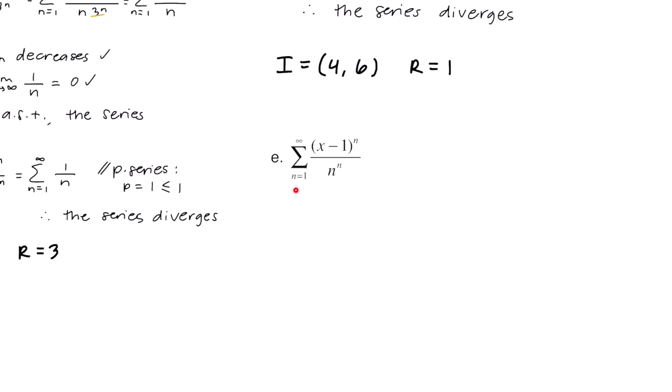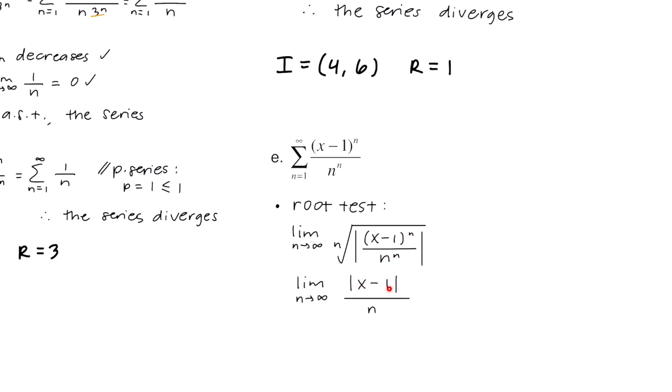And for part E, we have the series x minus 1 to the n all over n to the n. So we're going to use the root test. Okay, so we have the nth root of the absolute value of our expression. Because both of them have a power of n, since we have the nth root, these n's are going to cancel out with the nth root. So it just leaves x minus 1 and n, but I left the x minus 1 inside the absolute value. I brought the n outside of the absolute value because it's positive.